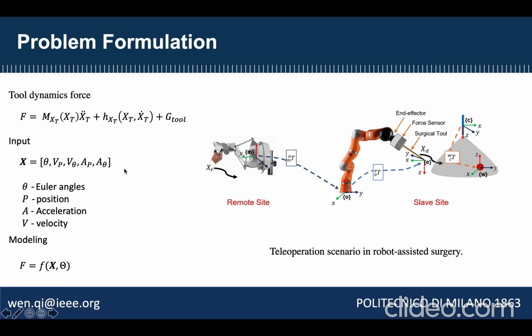In this work, we not only consider the static gravity force, but also the full tool dynamics as the input for accuracy enhancement. It has 15 dimensions, including position, angular angles, their corresponding velocity, and acceleration. Therefore, the aim of this work is to train a model F to predict the force based on the considered 15-dimensional input X.